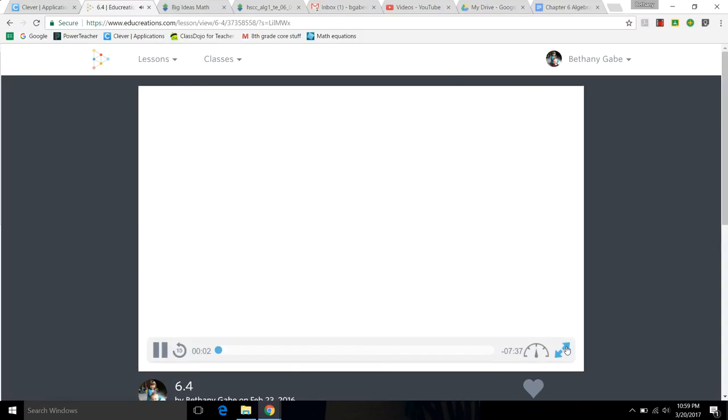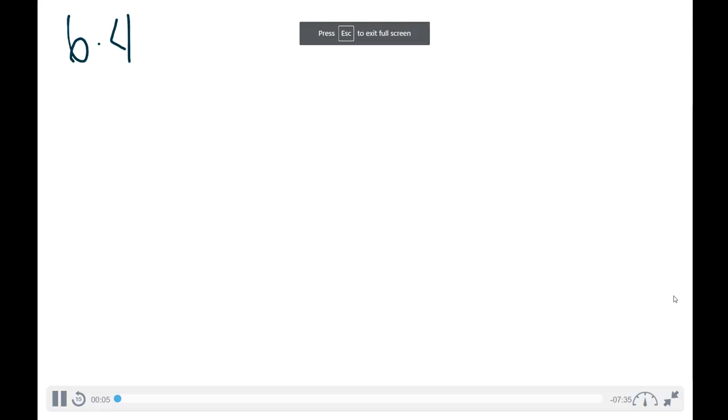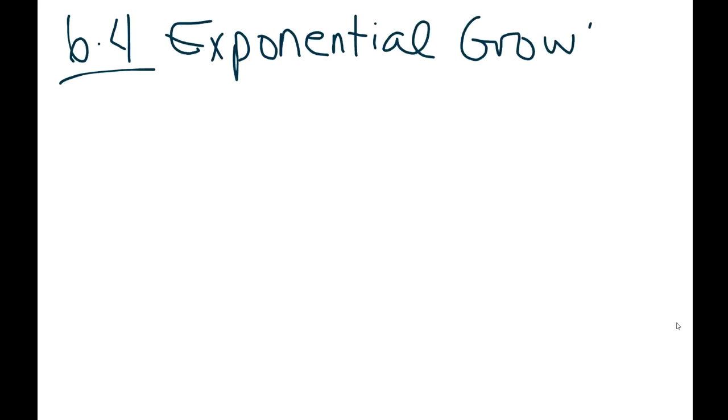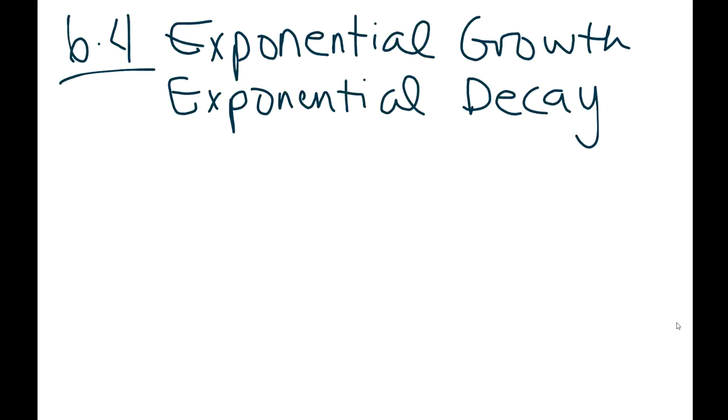Okay, so section 6.4 is all about exponential growth and exponential decay. And it sounds really difficult, but it's really not. So exponential growth, you probably should write this down in your notebook. Exponential growth just means it has to be increasing. So like, let's say you have an account with money in it. As long as that's increasing, then it's growth. And if it was decreasing, then we would call that decay.